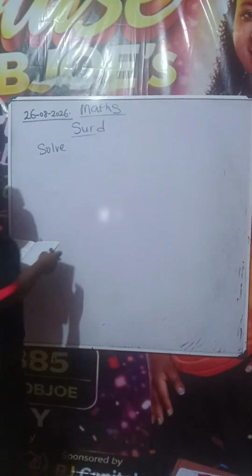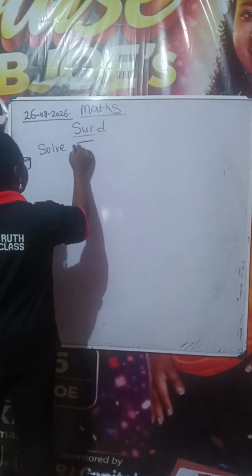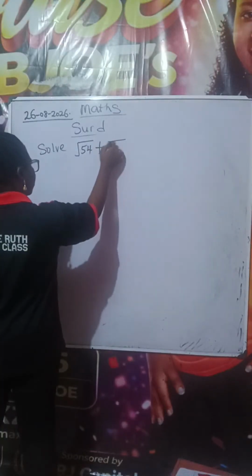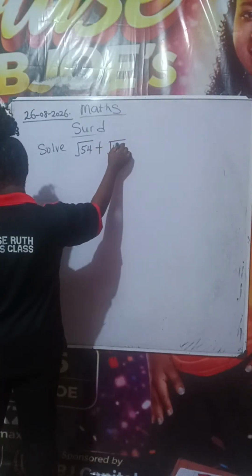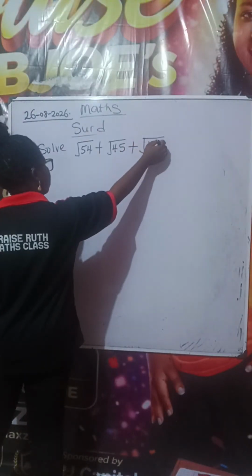So we have, okay, root 54 plus root 45 plus root 125.